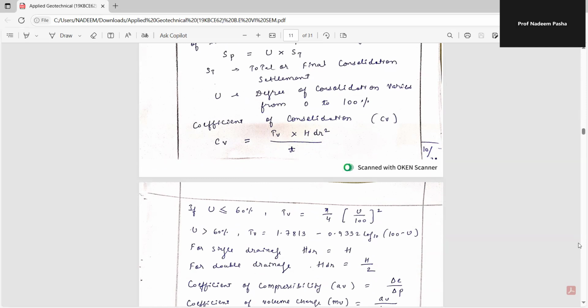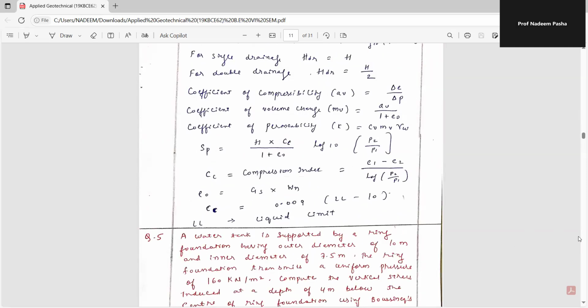Coefficient of consolidation Cv equal to Tv into Hdr square by t. If U is less than or equal to 60%, Tv is equal to pi by 4 into (U by 100) square. If U is greater than 60%, Tv is equal to 1.7813 minus 0.9332 log to the base 10 of (100 minus U). For single drainage, Hdr is equal to H. For double drainage, Hdr equal to H by 2.